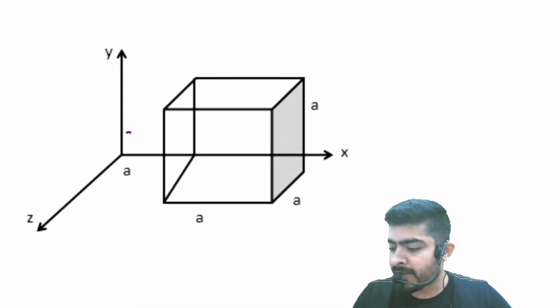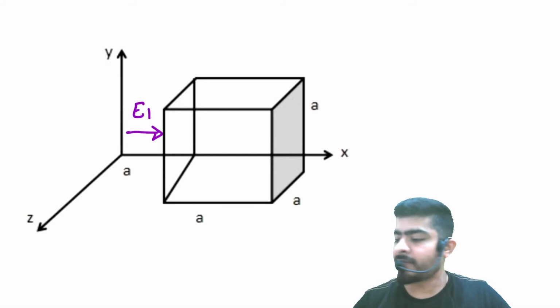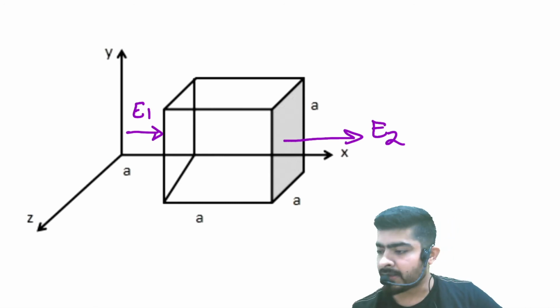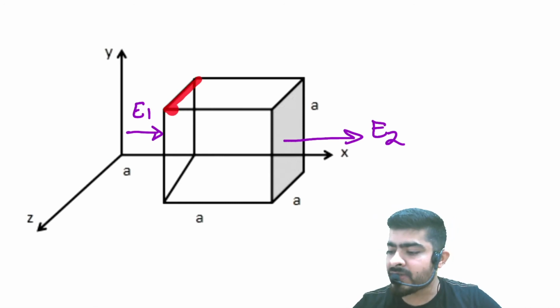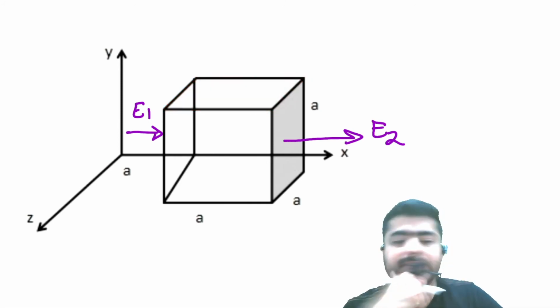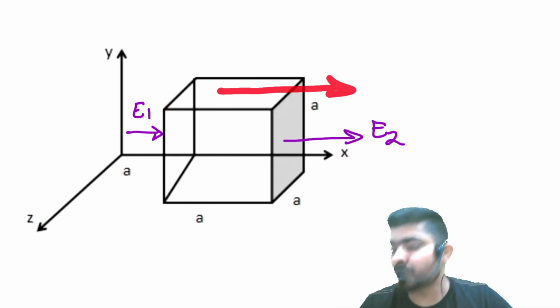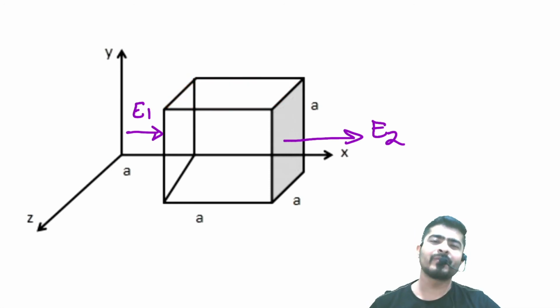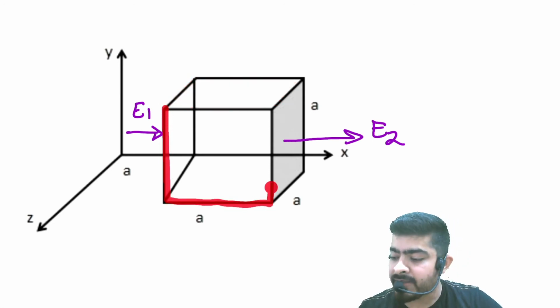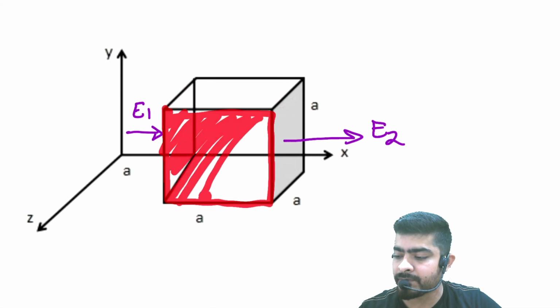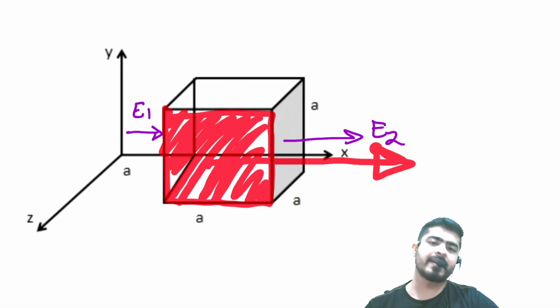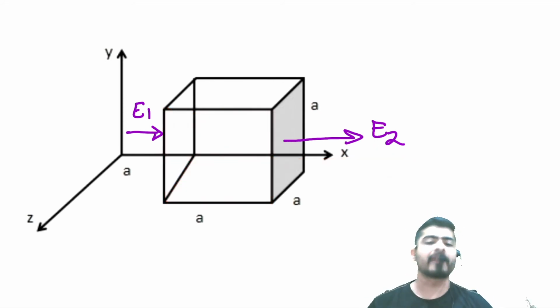So for example, over here, let's say electric field is E1. Over here, let's say electric field is E2. Now, first of all, let's talk about this surface over here. Electric field is parallel to the surface, so the flux for this face will be 0. Similarly, observe this face also. Here also electric field is parallel to the surface, so again for this surface, flux is 0.